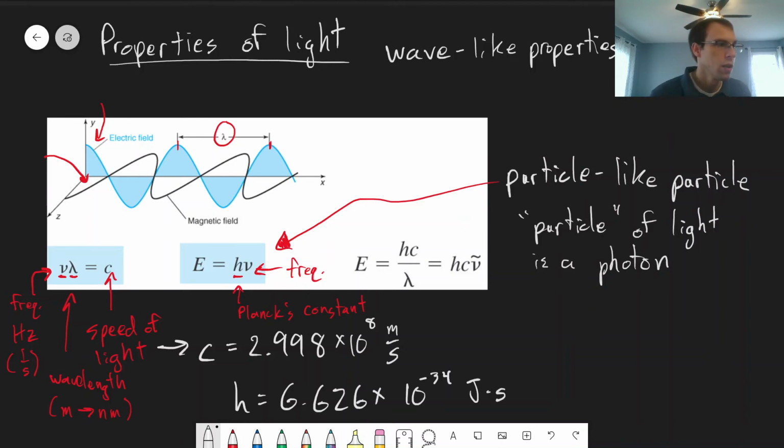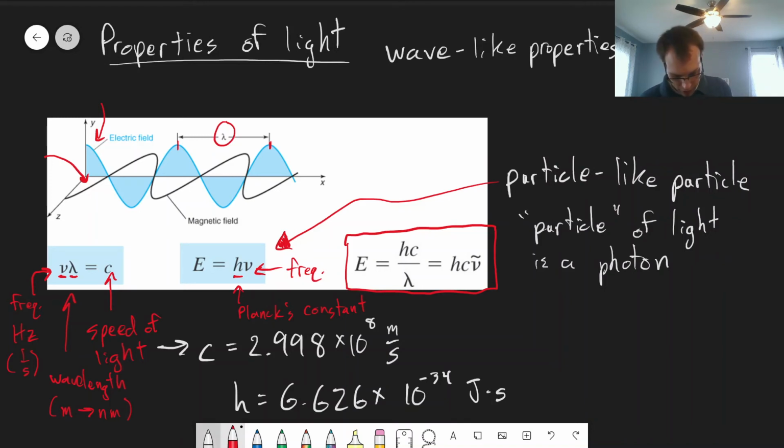Okay. So the energy of the light is directly related to its frequency, and it's inversely related to the wavelength. We can capture that in this equation here that combines these other two equations: E equals hc over lambda. If we substitute c over lambda for nu, that gives us this equation.